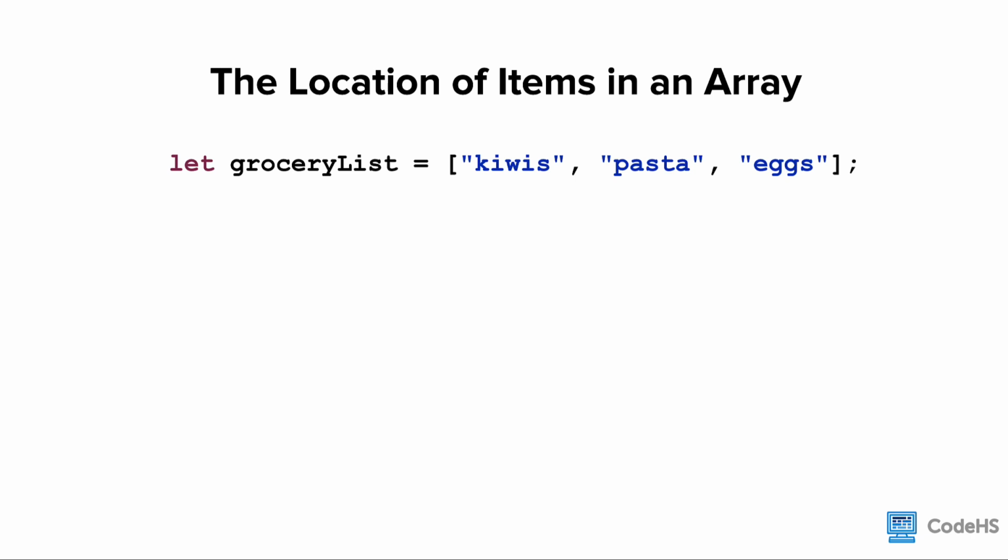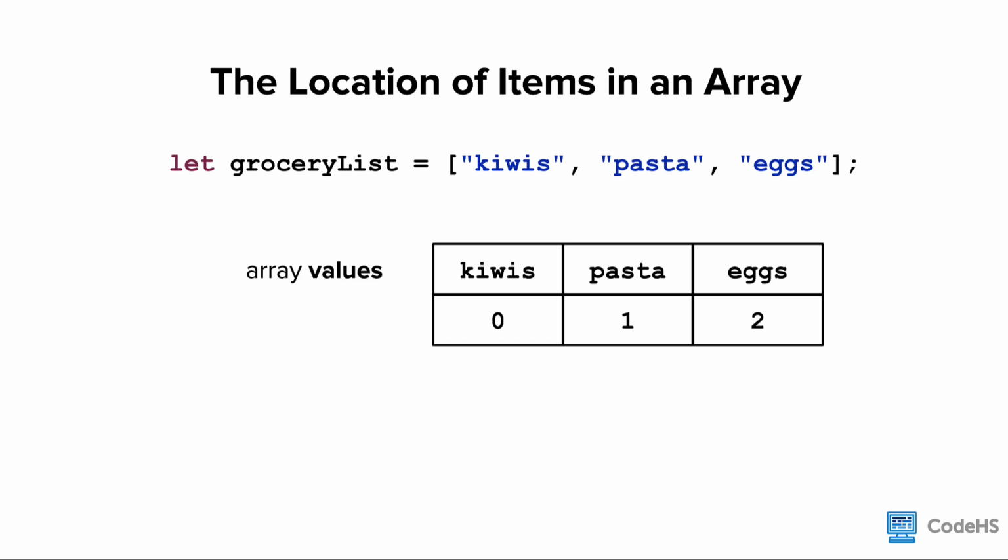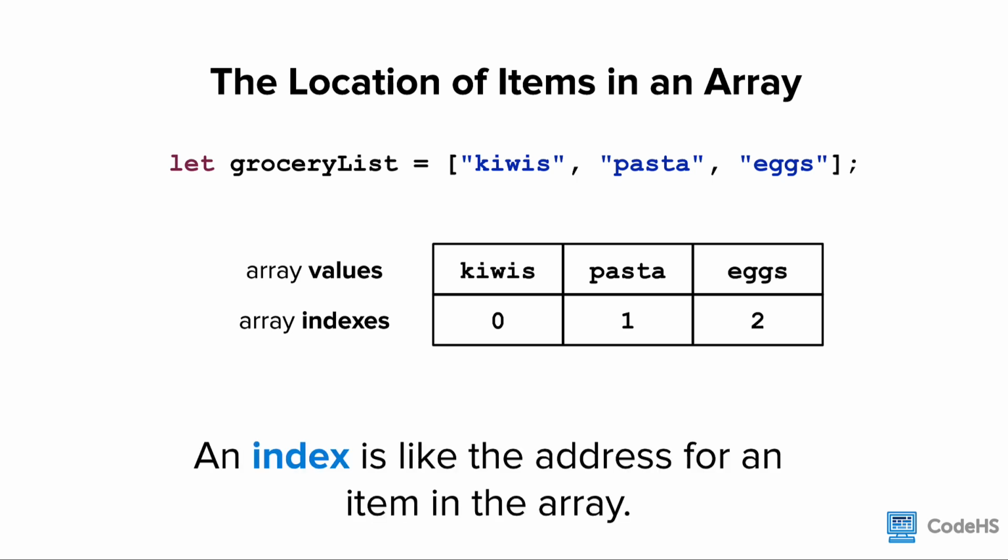Let's go back to our grocery list array to talk about the locations of each item in the array. When we create this array, we are creating a structure that kind of looks like this, where the top are the values stored in the array, and the bottom are the locations in the array, called array indexes. An index is like the address for an item in the array. The first item always has an index of 0, and then each following has an increasing index value, for example, 1, 2, 3, etc. We can use the index values to access the individual items in an array.